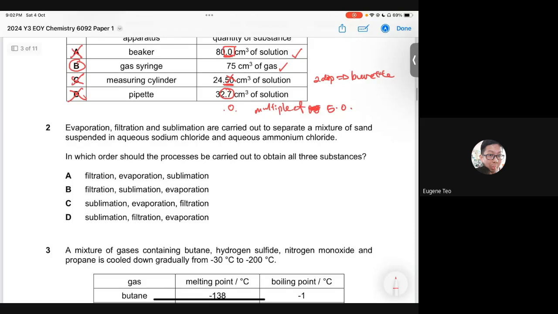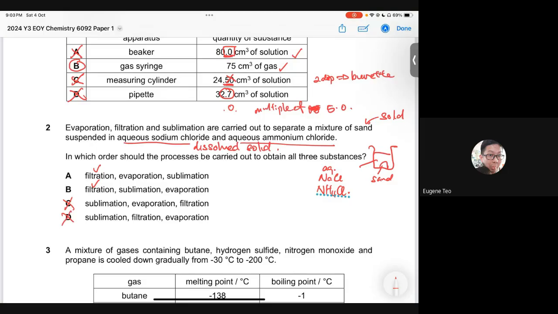Next one, question 2. Evaporation, filtration, sublimation are carried out on a mixture of sand suspended in aqueous sodium chloride and aqueous ammonium chloride. So sand is in the solid state. Aqueous sodium chloride and aqueous ammonium chloride are dissolved solids, so think of it as a solution containing sand, and in the solution are aqueous sodium chloride and aqueous ammonium chloride. The first thing obviously is to filter out the sand first, which is the easiest to do. So the first step is filtration. So I know C and D are out.